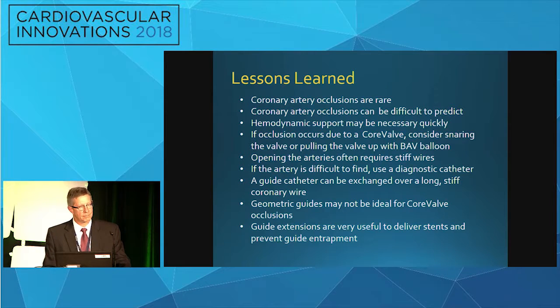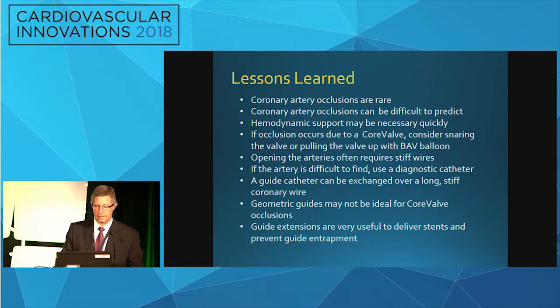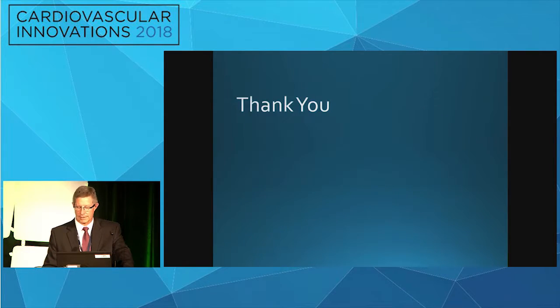One thing is if you have a core valve and you occlude the coronaries, one of the quickest ways out is just to snare the valve, pull it up, or get a big balloon and pull it right up rather than messing with the coronary arteries, especially if you know you're going to struggle with bypass. And always remember to use stiff wires. Guide catheters are really helpful. If they're not the geometric designs that come from the bottom with core valve, I think you have to use guide liners through there. You're going to get trapped on this with the stent or taking the guide catheter out at the end. So in those instances, I clearly would use guide extensions.